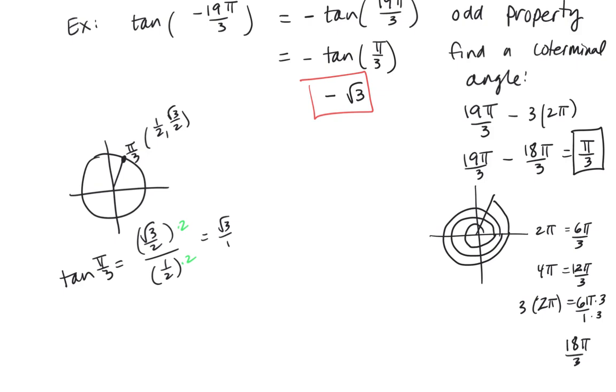Okay, again, so we figured out the odd property of tangent, then we found a coterminal angle was pi over 3, so we simplified our 19 pi over 3 to pi over 3, and then we evaluated our trig function to figure out what tangent of pi over 3 is worth, and so then we were able to find our final answer.